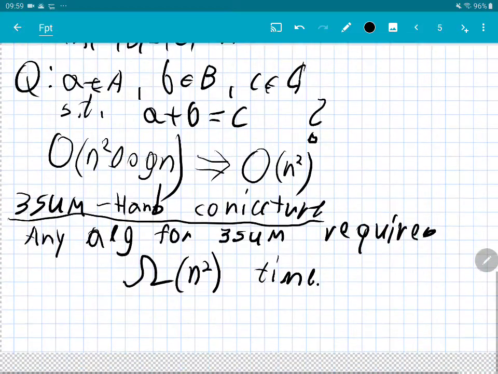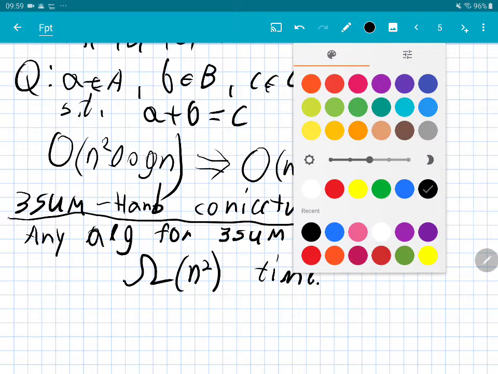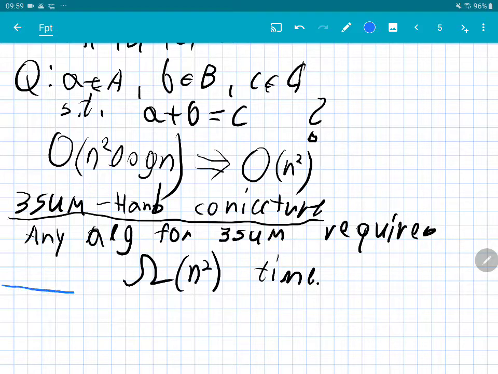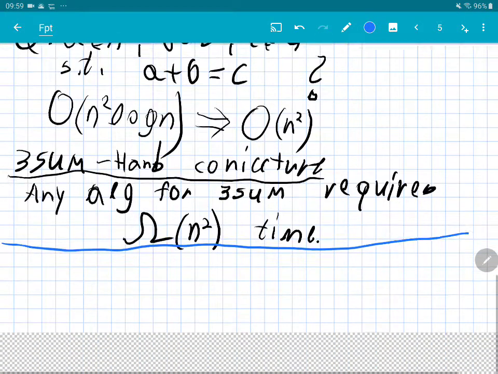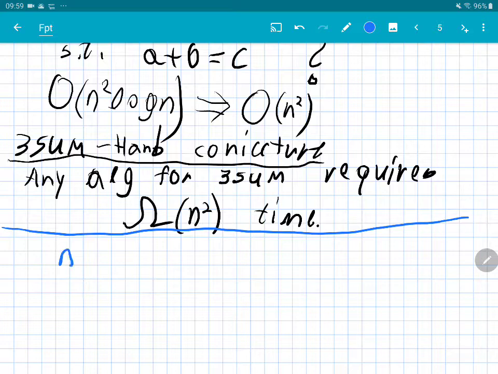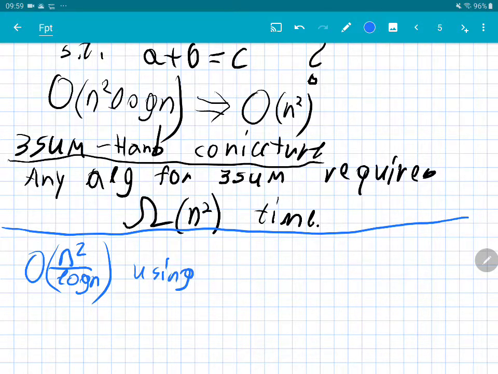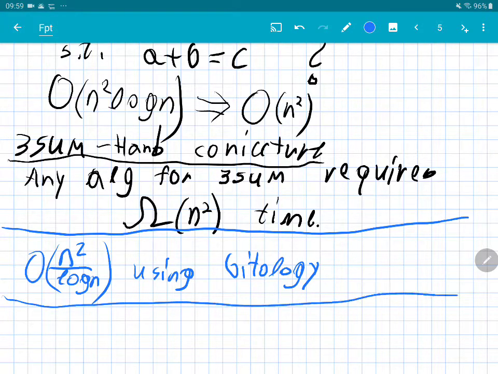Okay, and one nice thing about this conjecture is that we know it's false. Using bit tricks and so on, you can get an algorithm with running time n squared over log n. By bit tricks I mean tricks about bits and encoding problems in words and so on. But essentially the belief is that up to polylog factors, this is correct. You cannot do better.